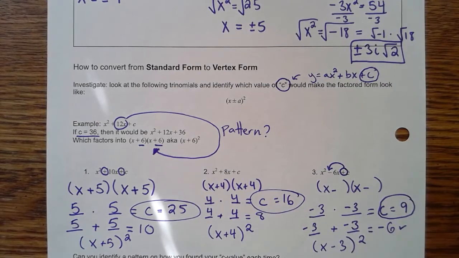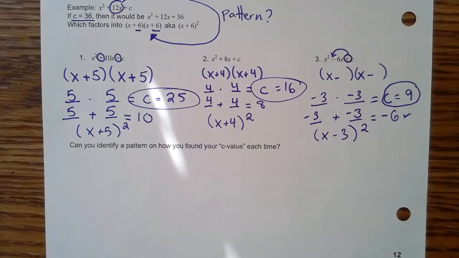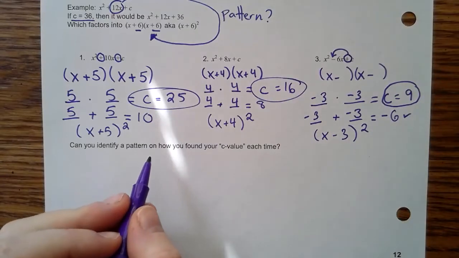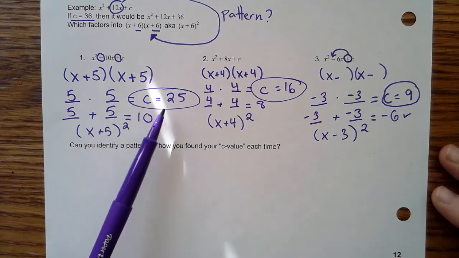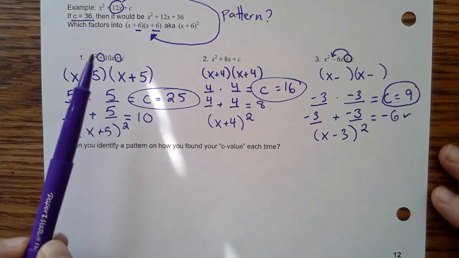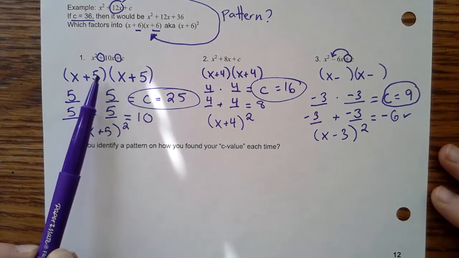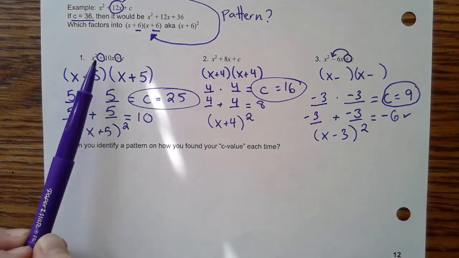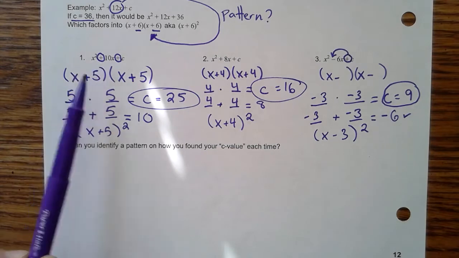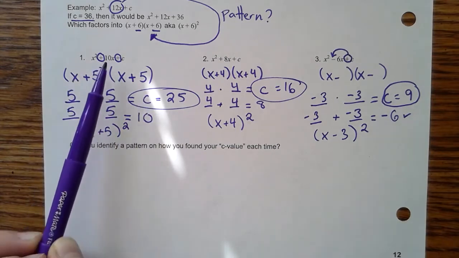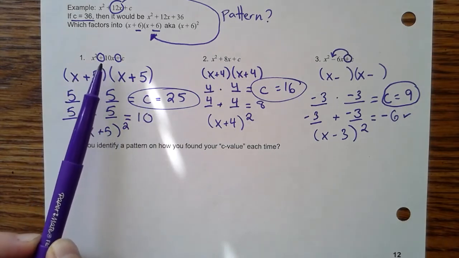Okay, pause the video here, look over it. Can you identify a pattern on how you found your C value each time? Take a moment and pause and see if you can find the pattern. So right here, C was 25, and then my numbers in here were 5. But how did I get that? Well, I took 10 and I divided by 2, which I got 5, and then 5 squared is 25. Okay, so B value over 2, and then I squared it.